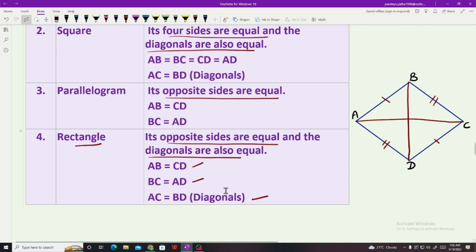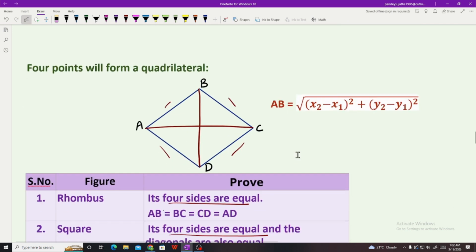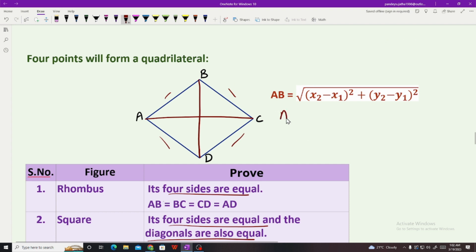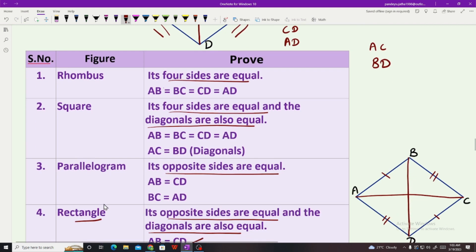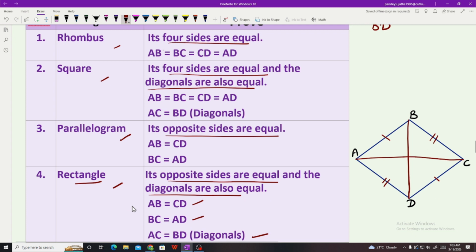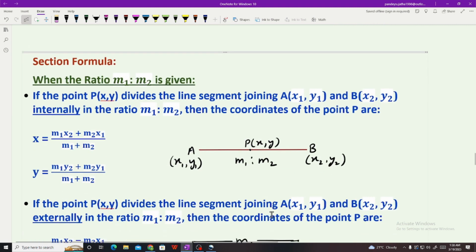Use the distance formula to find the length of AB, BC, CD, AD and the diagonals AC and BD, to find whether the quadrilateral is a rhombus, square, parallelogram or a rectangle using these properties. Now let's move to the section formula.